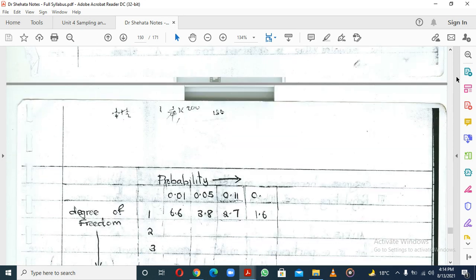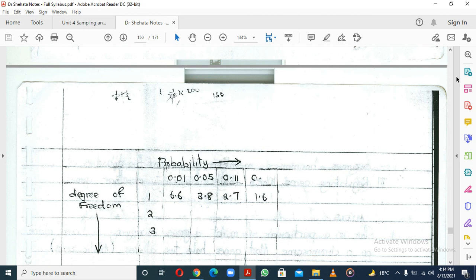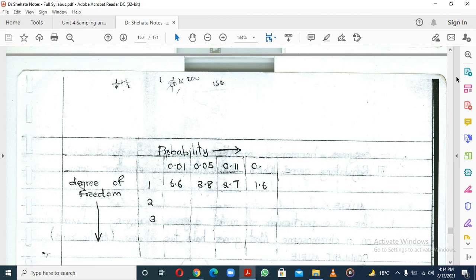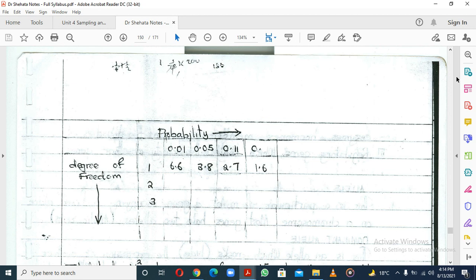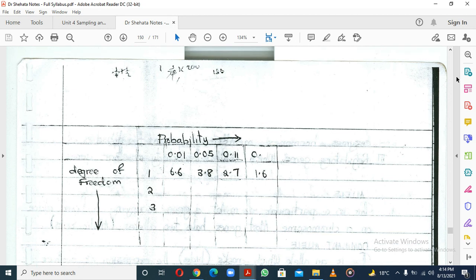So of course, they've told us that we are looking at 95 percent. Oh, sorry. We are looking at 5% probability, okay? So what we do here: what's 5%? 5% is 5 over 100. So when you divide 100 into 5, that's 0.05. So you go on that 0.05.